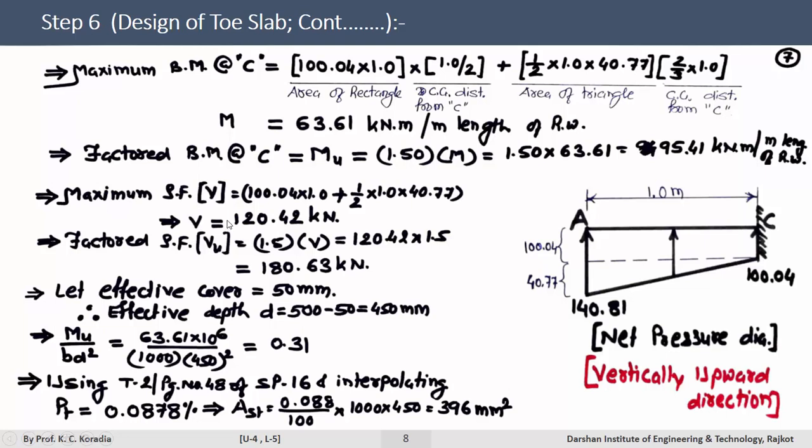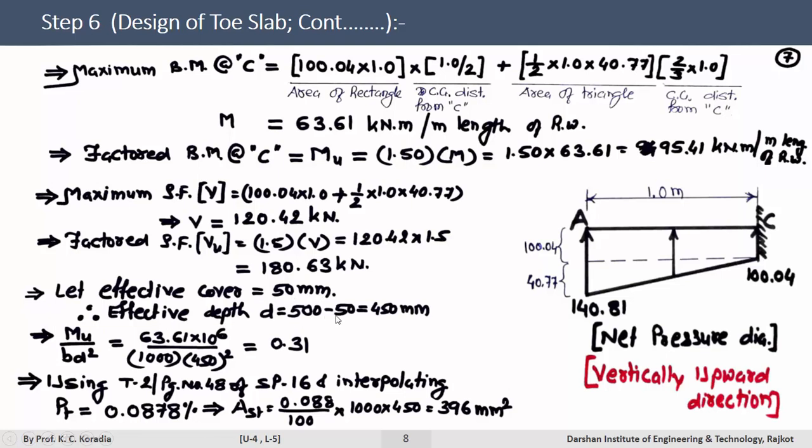Shear force can be calculated by summing up the area of this rectangle and area of this triangle. Area of this rectangle is 100.04 into 1 plus area of this triangle, which will be equal to 1/2 into 1 into 40.77. Value of nominal shear comes out to be 120.42 kN, and factored shear Vu will be equal to 180.63 kN. Now let's consider the effective cover as 50 mm.